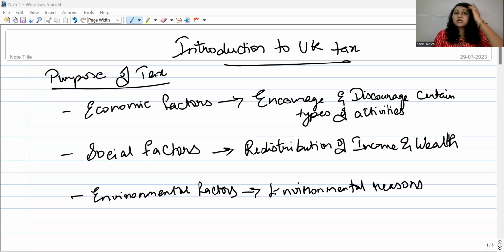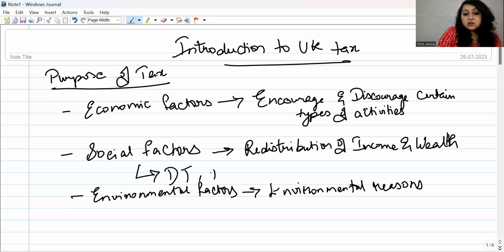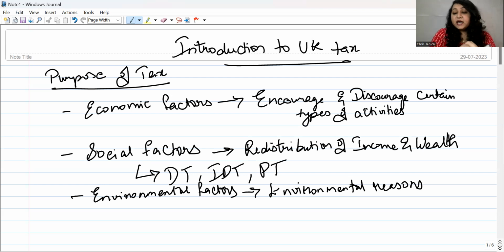Social factors is nothing but a redistribution of your income and wealth. This basically involves direct tax, indirect tax, and progressive tax. Direct tax is nothing but the tax that is payable on the income. This can be on the individual income or the corporate income, and it is normally targeted only to those who actually earn an income and who have those resources. Indirect tax is a tax that has been levied on consumption of a service or purchase of a product. This will normally be VAT, value added tax.